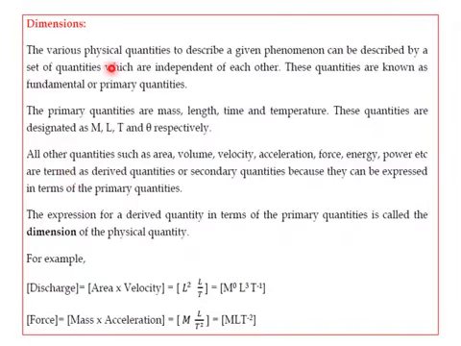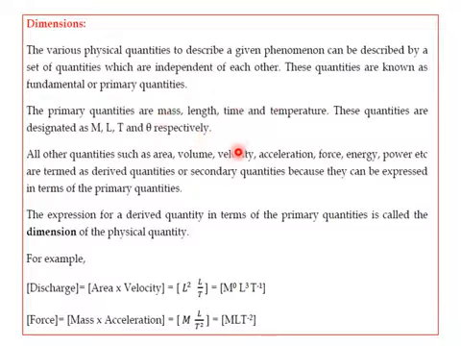Now coming to the various dimensions of different physical quantities that are used. So what is this dimension? Various physical quantities used to describe a given phenomenon can be described by a set of quantities which are independent of each other, and these quantities are known as the fundamental or primary quantities. For example, mass, length, time and theta, that is temperature, are the primary quantities, and all other quantities like area, volume, velocity, acceleration, force, energy, power are known as derived or secondary quantities, because they are expressed in terms of the primary quantities.